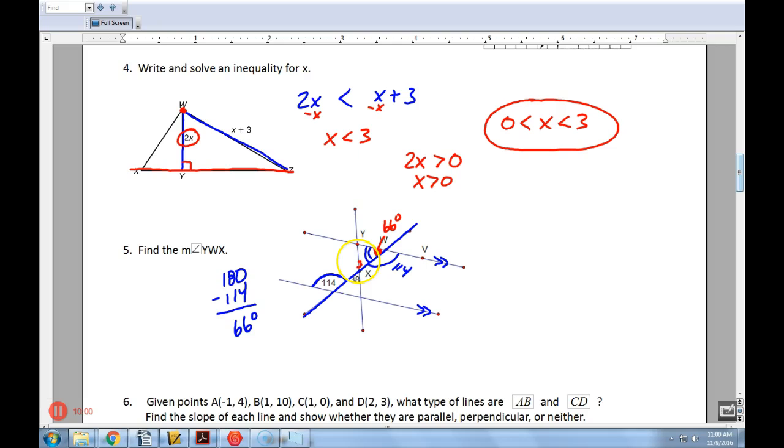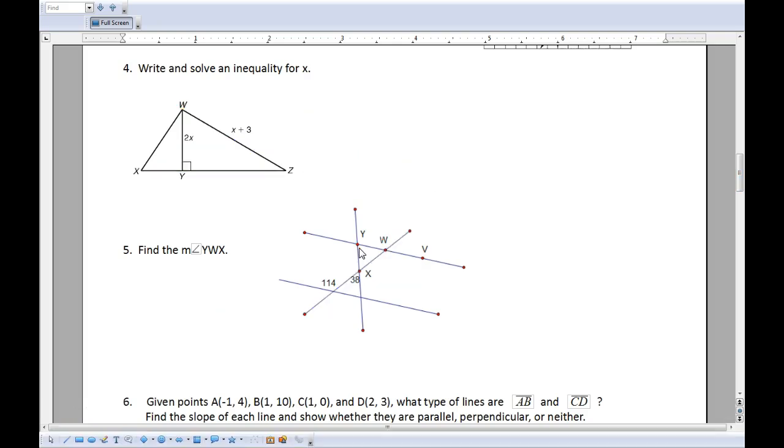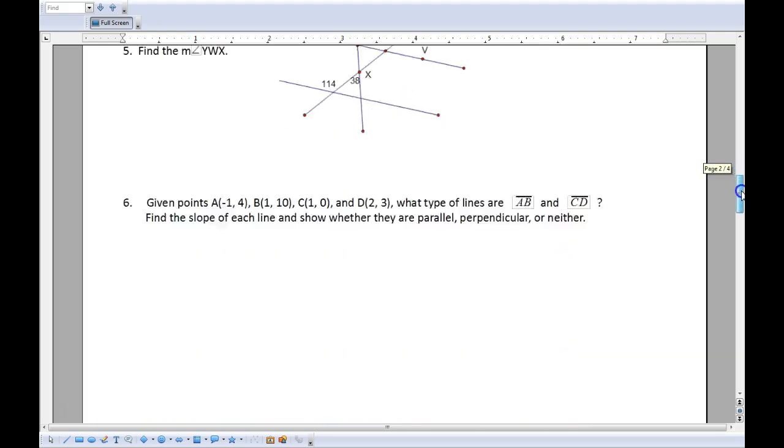I could do a little vertical angle and get 38. I also could get this angle because I know triangles add up to 180, but I didn't need to do that, but you could. All right, moving right along.